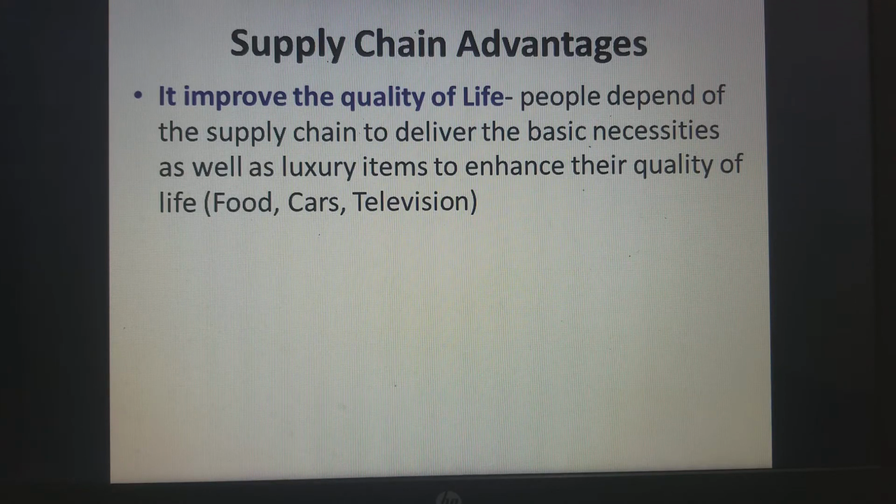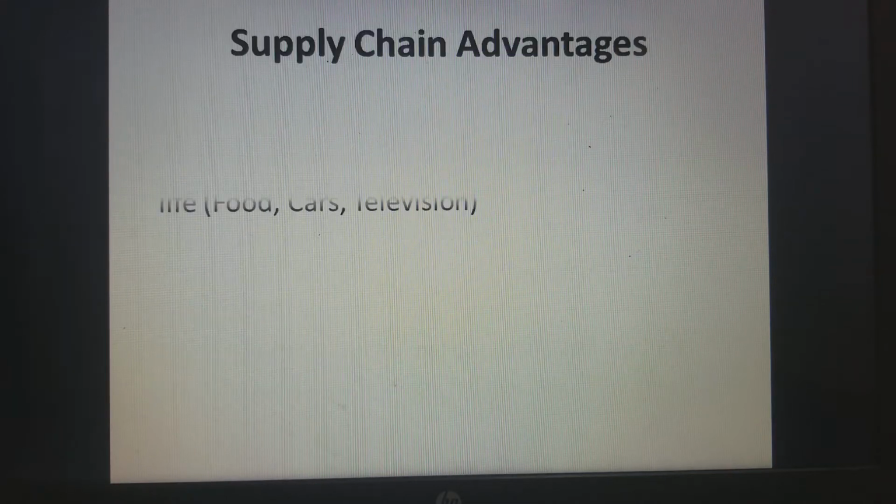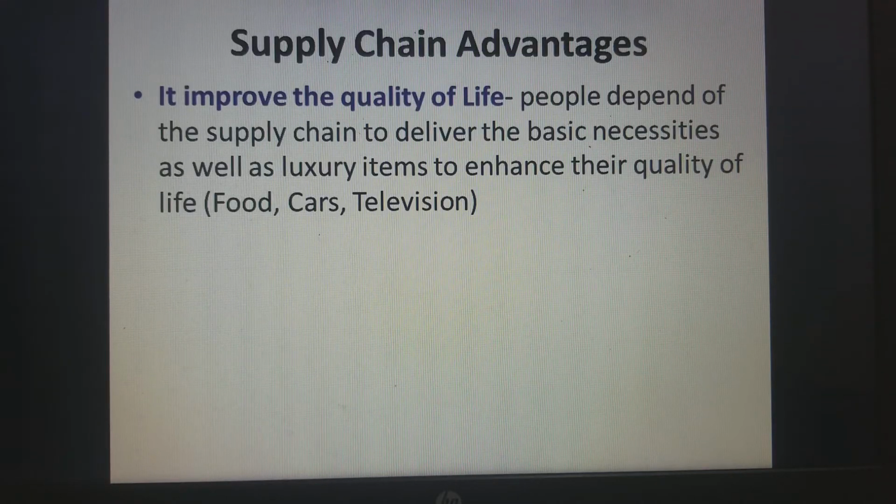Now, the other point is that it improves the quality. Now we're going to move to look at the supply chain advantages. That's what we want to look at now. Advantages of the supply chain. Yes? It improves the quality of life because you are able to access the goods. Yes, it will improve your quality of life.